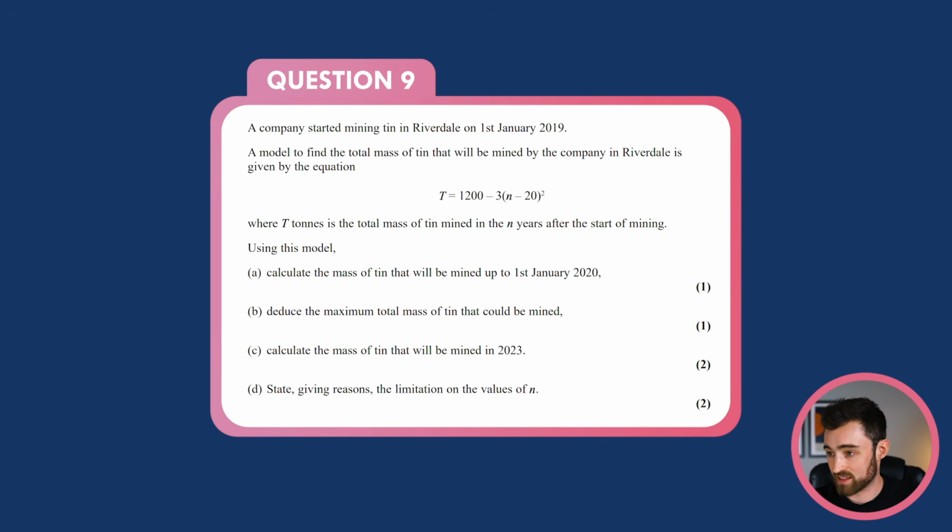Calculate the mass of tin that will be mined up to the 1st of January 2020. Well, look at n. It starts on the 1st of January 2019, right? And then n is the years after 2019. So 2020 is 1 year after 2019. Therefore, n would just be 1 in this case.